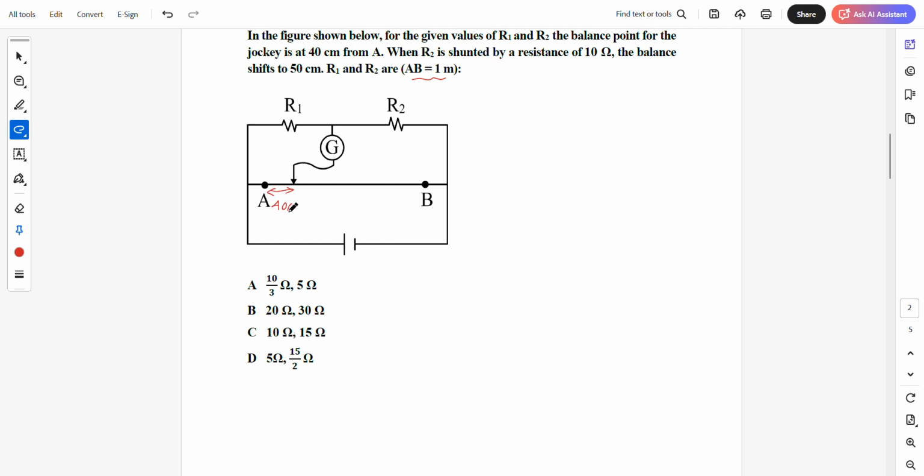Then how much will this be? 60 centimeter. Right, because AB is equal to 1 meter, that is 100 centimeter.